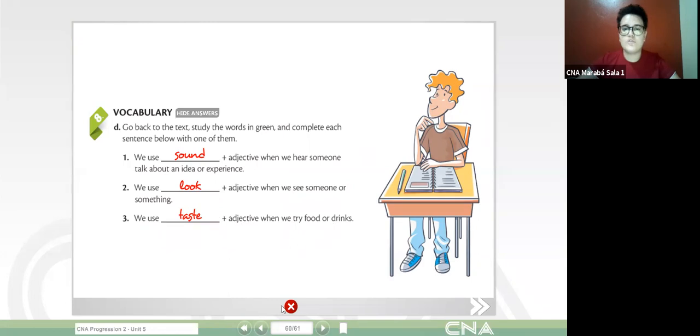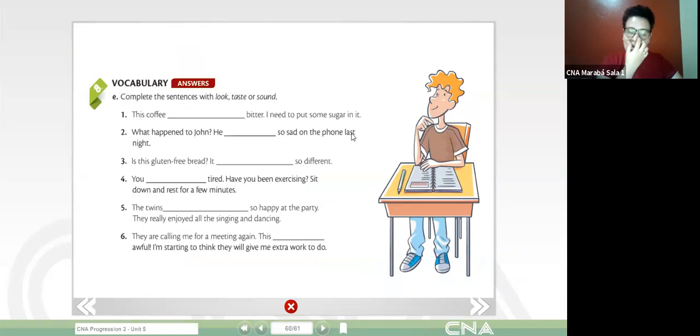Now, you're going to complete the sentences in letter E with taste, look, or sound. But you need to make the correct adaptations. For example, I'm going to do number 1 with you so you can do the rest. This coffee bitter. I need to put some sugar in it.